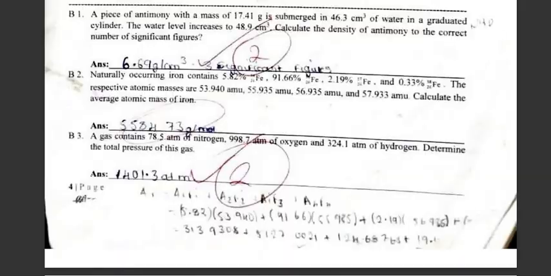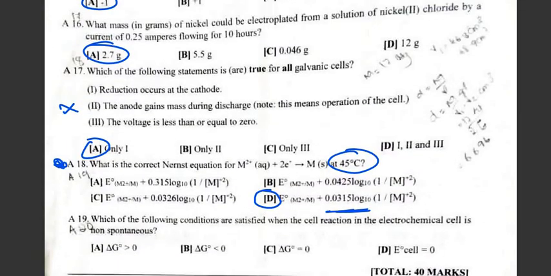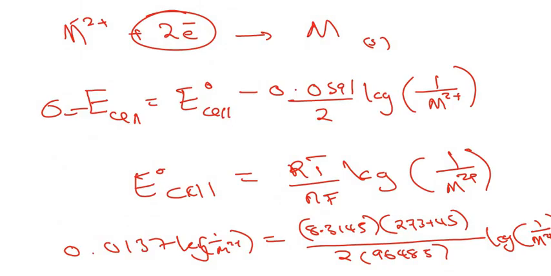And the next one is the last one there, which is simply A20. This was supposed to be A20. So here they are simply asking which of the following conditions are satisfied when the cell reaction in an electrochemical cell is non-spontaneous. So if it's spontaneous, we know its E cell is going to be greater than 0.